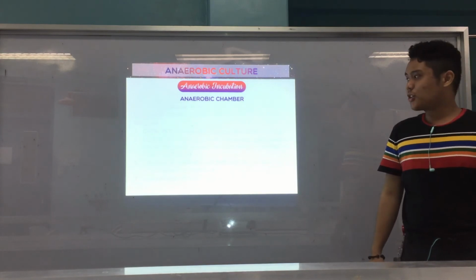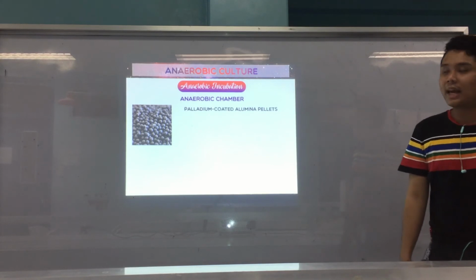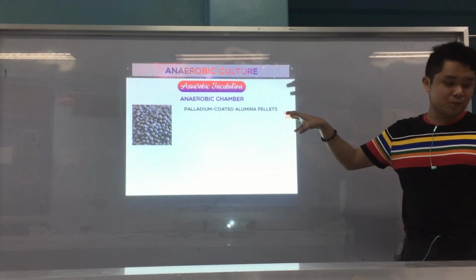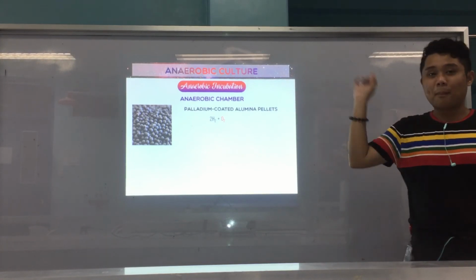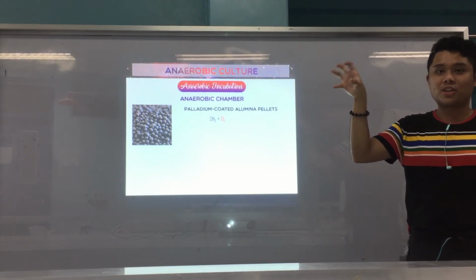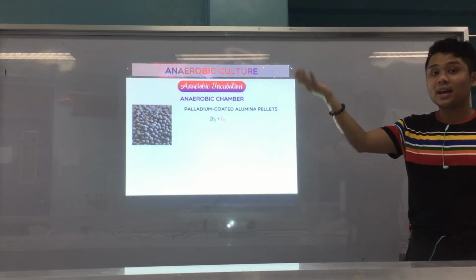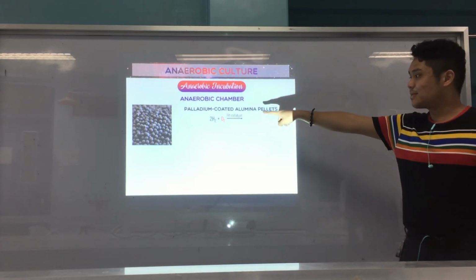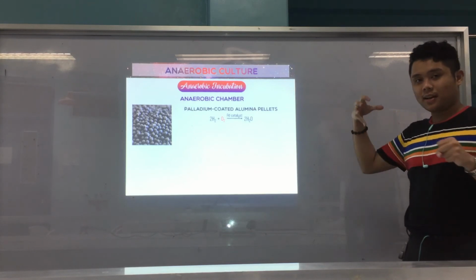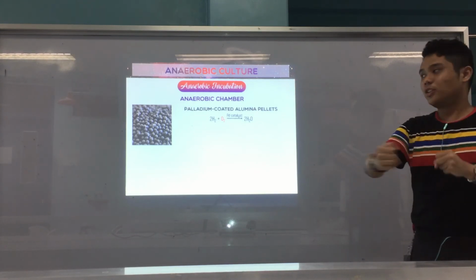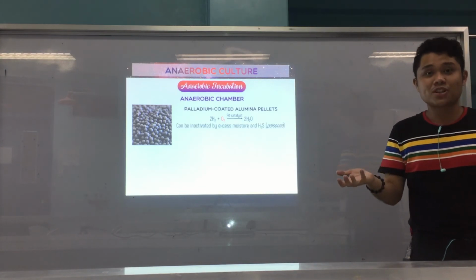Ayan. Okay, so here's an example of your anaerobic chamber using palladium-coated alumina pellets. Now, the palladium serves as your catalyst, di ba? So hydrogen, di ba? Nagpump ka ng hydrogen gas dito sa imuhang chamber. Alright, so if naay oxygen na available dito sa imuhang anaerobic chamber, the palladium catalyst combines hydrogen na gipump from the external source, di ba? And oxygen to produce water. Okay, now this water is again captured by your desiccant.